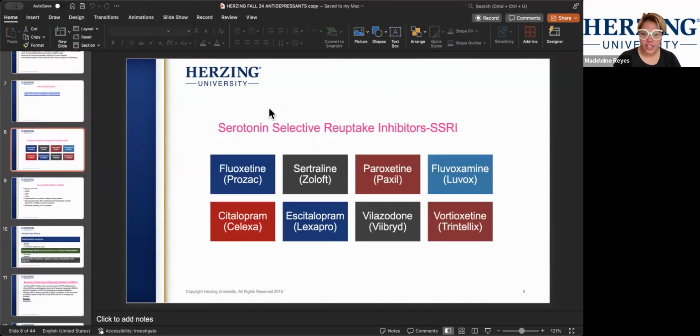So, different SSRIs: we have Prozac, Zoloft, Paxil, Luvox, Celexa, Lexapro. I'm sure you've heard of them in clinicals, or if you work in psych, they're very common.